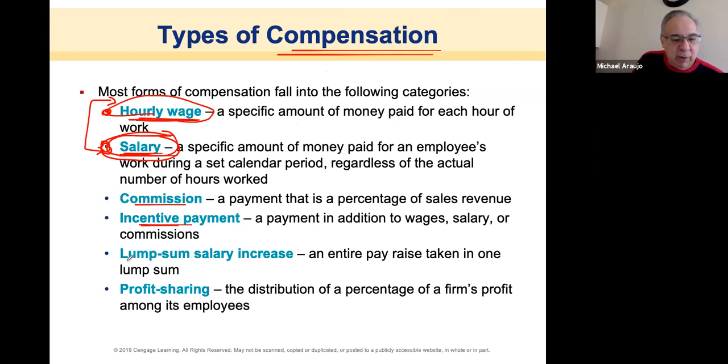A lot of people will love to get a salary increase. In this case, a lump sum salary increase is an entire raise given to you all at once. And then, of course, sometimes they tie it to the profitability of the company. The more profitable the company is, the more they share the profit with the employees. And that's what profit sharing is.